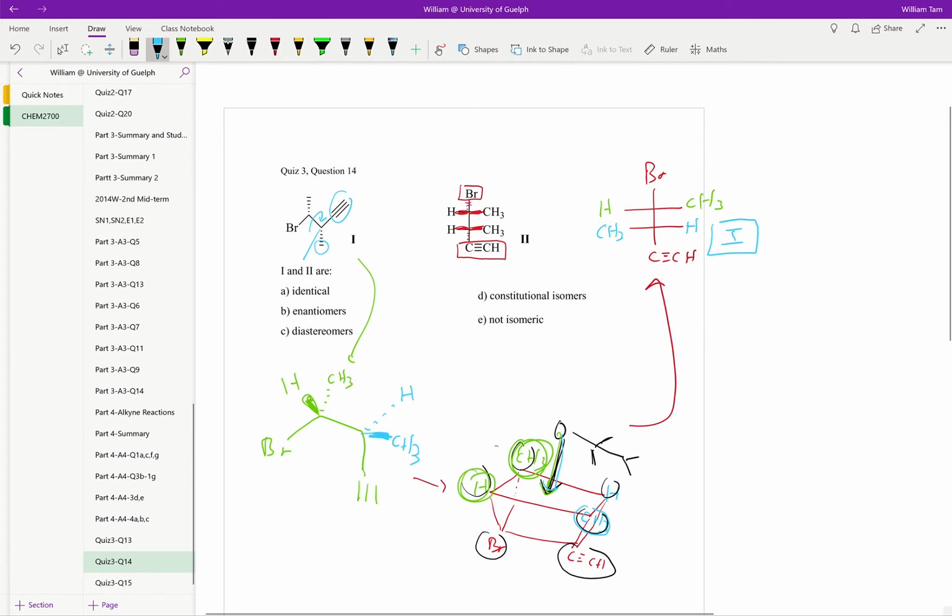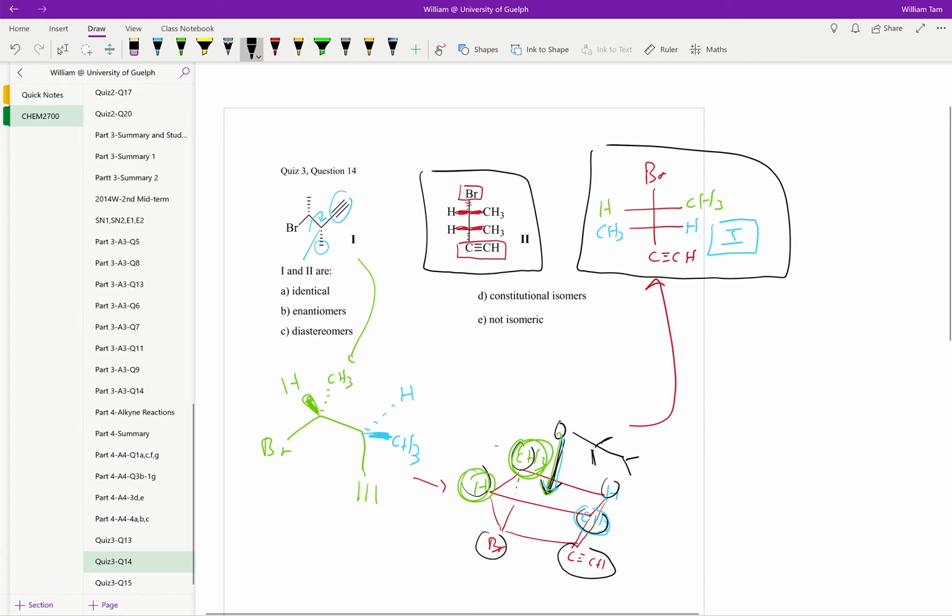Now when you compare 2 and 1, you can see the top carbon here and this carbon here are in fact identical, and the bottom carbon here is a mirror image. So one the same, one opposite. Because of that, they must be diastereomers. That is why the answer is diastereomer.